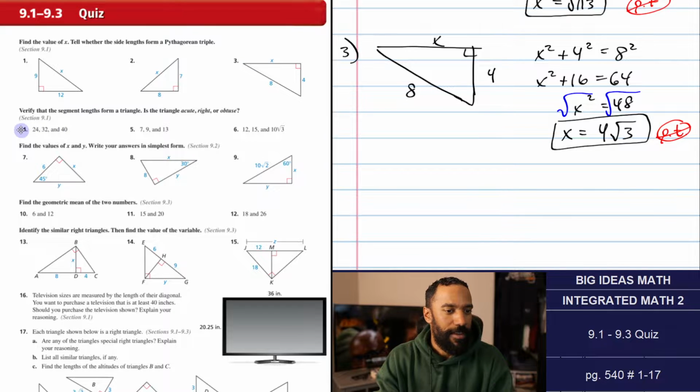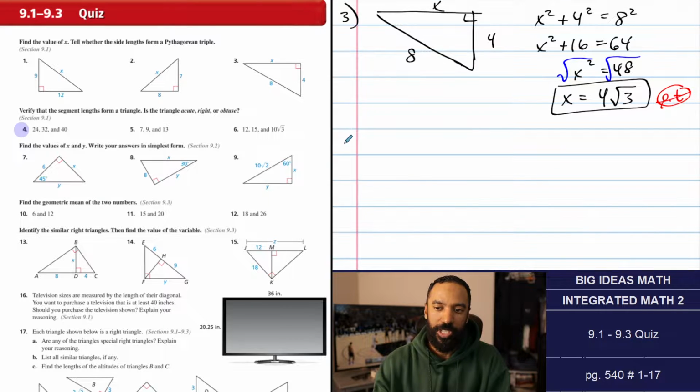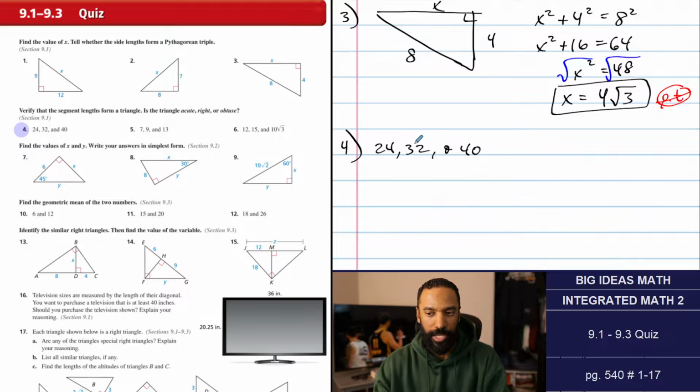There's numbers 1 through 3. All right, numbers 4, 5, and 6. Verify that they form a triangle. Is the triangle acute, right, or obtuse? So the first thing, when they say to verify, I guess that means it will be. That was the case in the problem set when we actually did section 9.1.